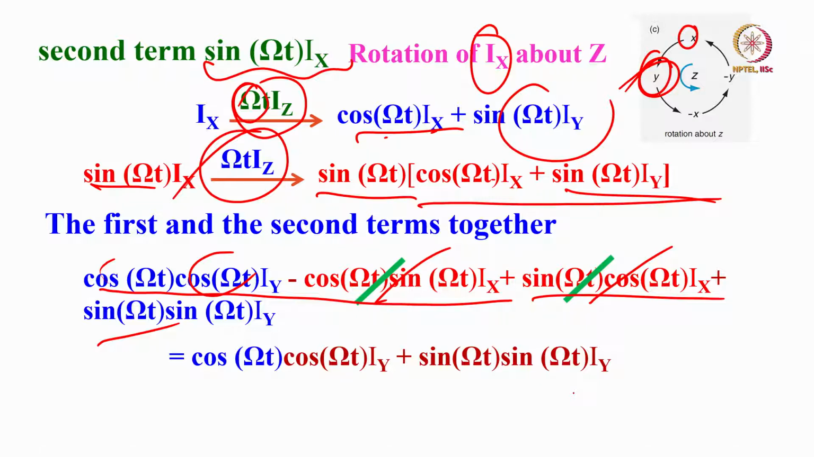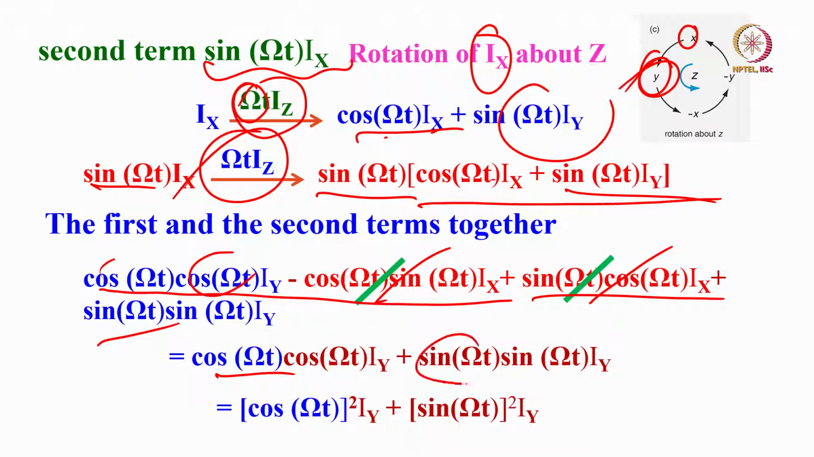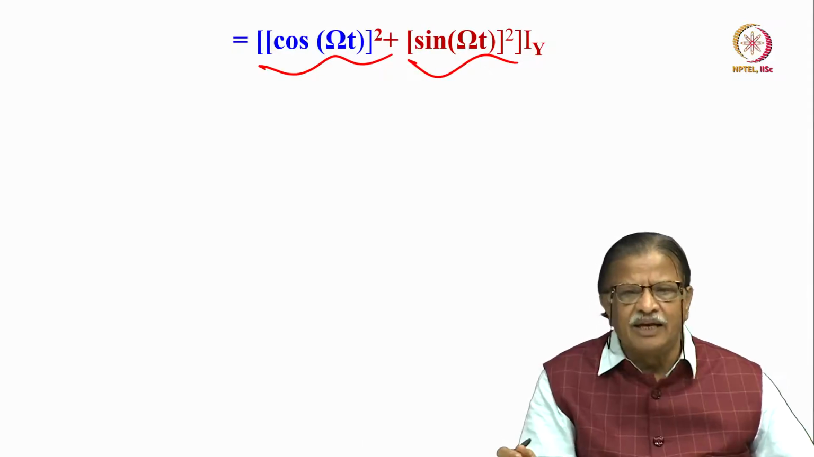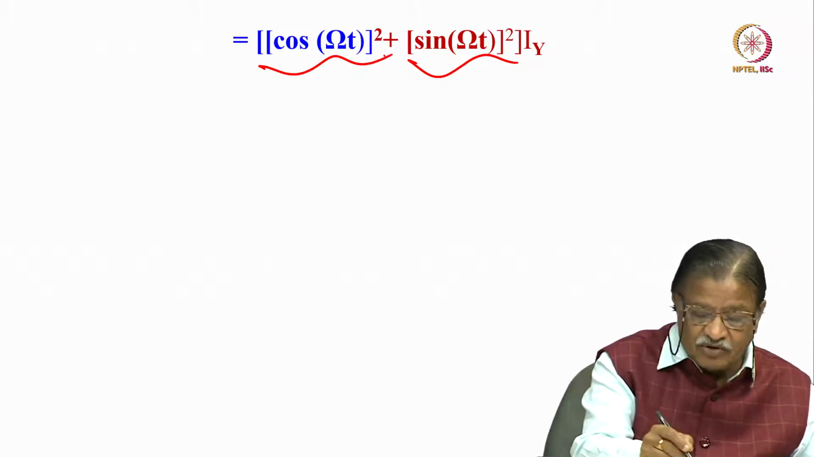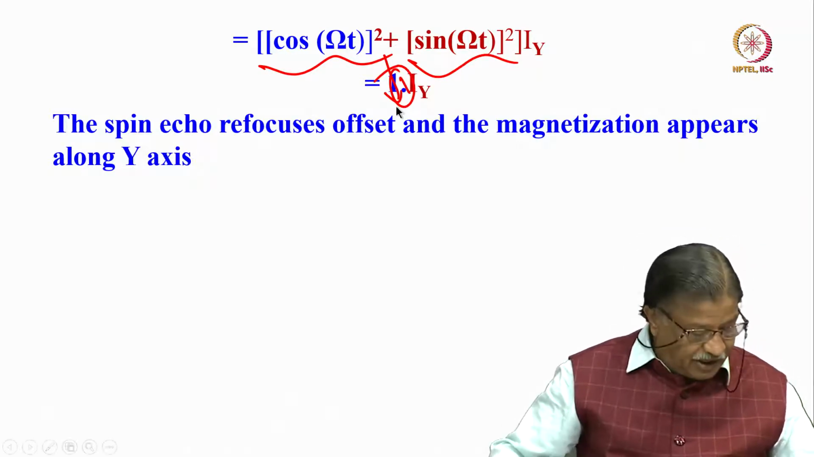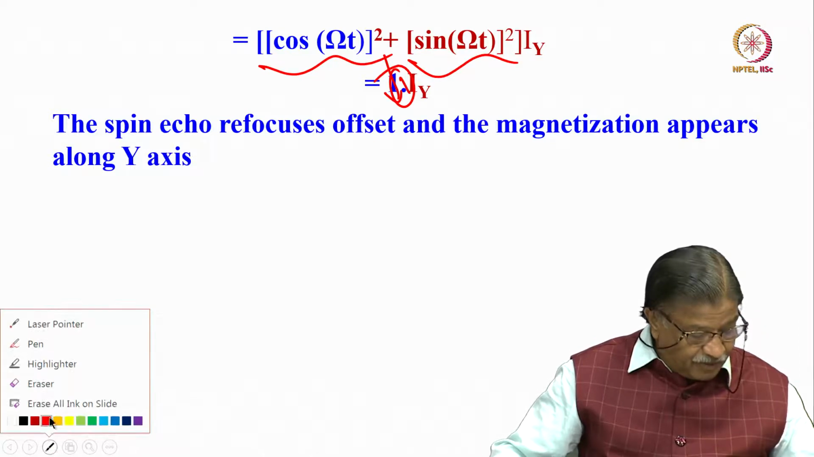Okay. So what is this? Cosine omega t into cosine omega t is cosine square omega t. This is sin square omega t. Now take out Iy as a common factor. What are you going to get? Cosine square omega t plus sin square omega t. What is cos square theta plus sin square theta? It is 1. So this term turns out to be 1 and the solution is 1 into Iy, that is Iy.